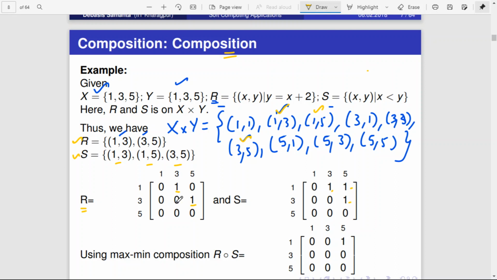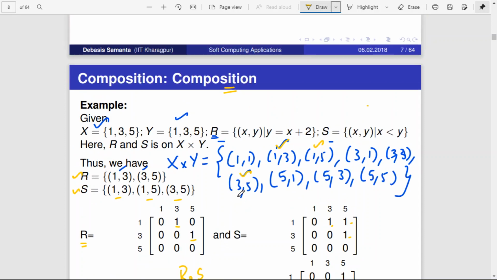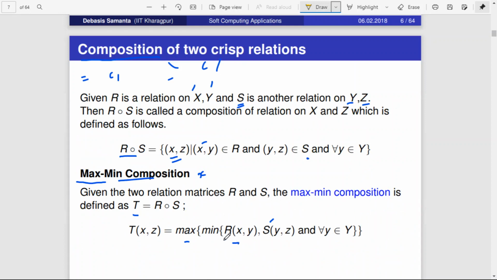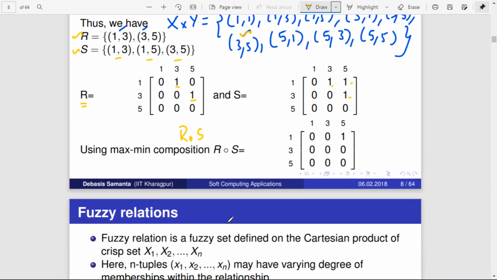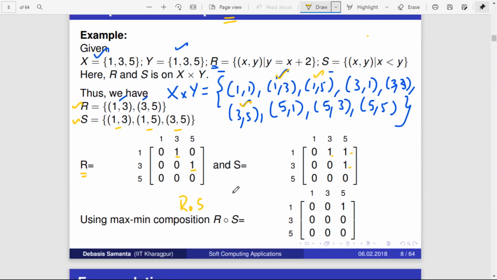Now how are we going to calculate R composition S? This is our catch. So we want to calculate R composition S. What does the equation say? You have to find the minimum of R and S entries, and then find the max of it. So how to do that? That's what we are going to discuss.